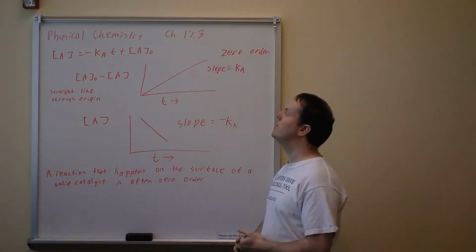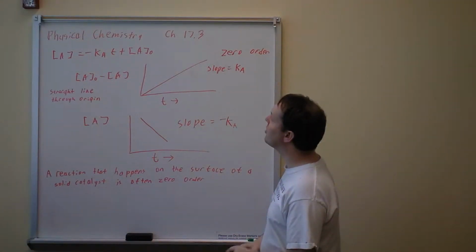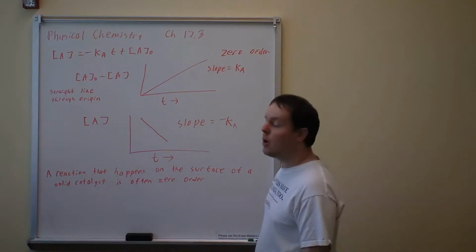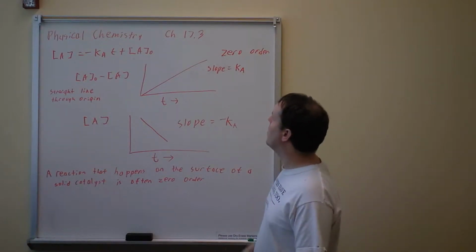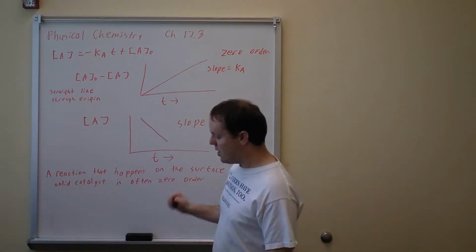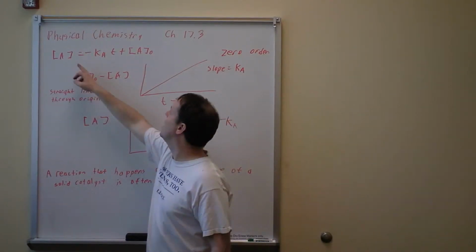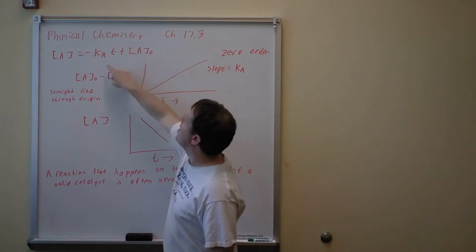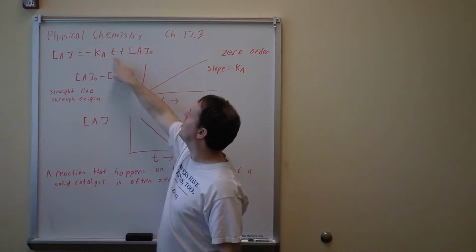Continuing on physical chemistry, chapter 17, we're in section 3. We're still talking about zero order reactions only. So we can come up with the integrated rate law for a zero order reaction, and then just solving for the concentration of A, we get the concentration of A naught minus K_A times time.